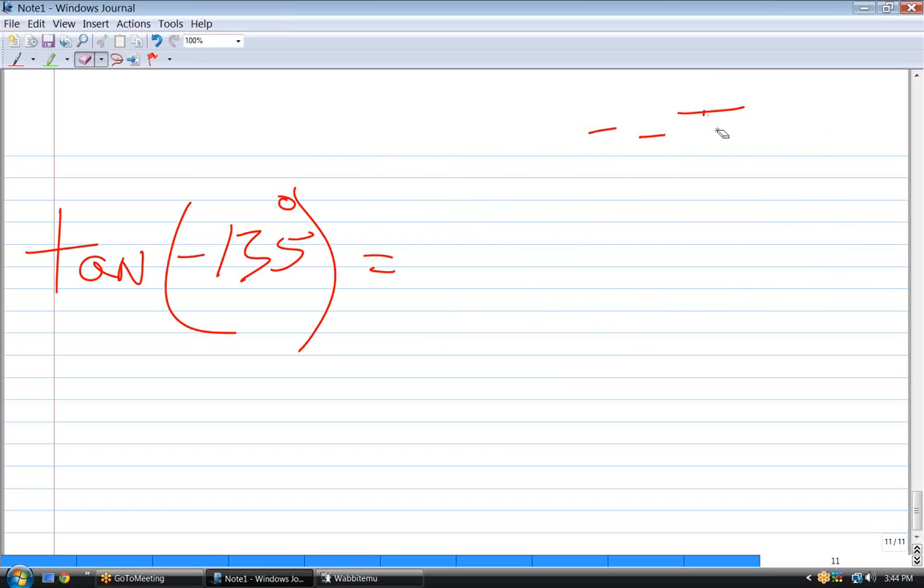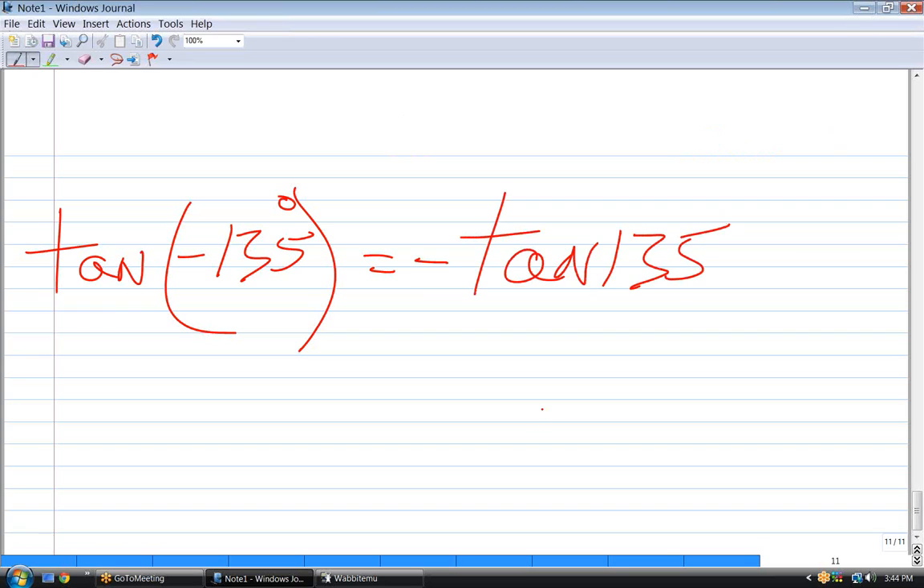So tangent of negative 135 is the same as minus tangent of 135. What's the tangent of 135? What quadrant's that in? That's the second. What's the equivalent first quadrant angle? 45. What's tangent of 45? 1. What's tangent in second quadrant, plus or minus? It's minus. So I can replace tangent of 135 with minus 1. Minus times minus 1 is plus 1.